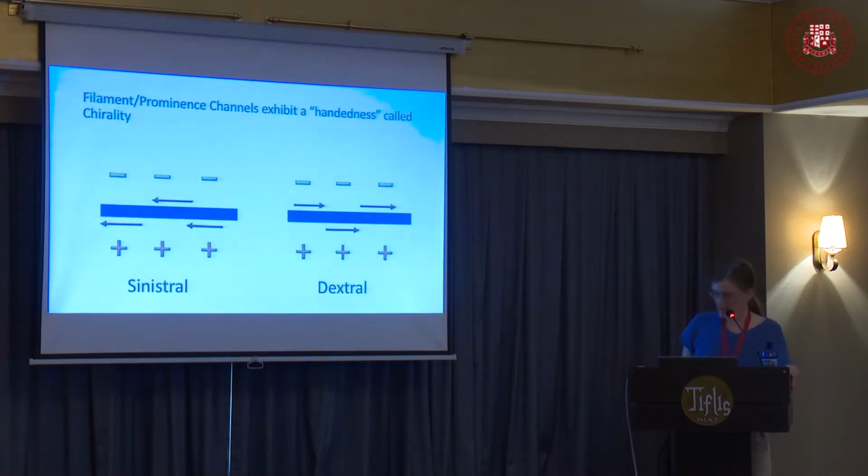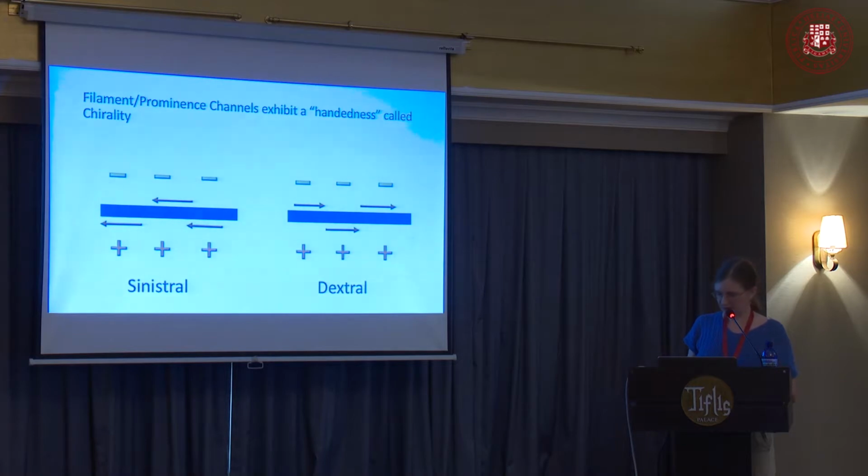Okay. All right, so some of the characteristics of prominences. Prominences exhibit a sort of handedness that's referred to as chirality. It's also related to the helicity. If you're standing on one side of a prominence or a filament channel, and you have the positive polarity on your side, if the sort of general horizontal field is going to your left, that's referred to as sinistral. If it's going to the right, that's referred to as dextral.